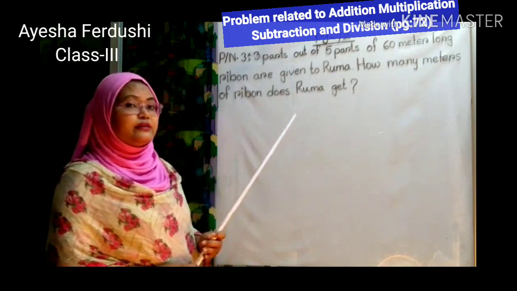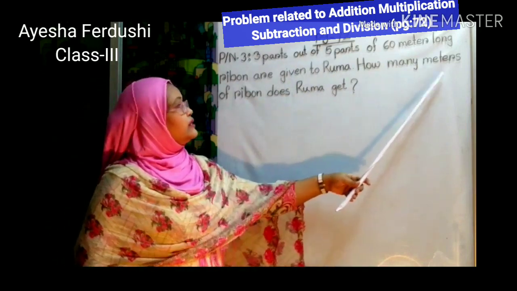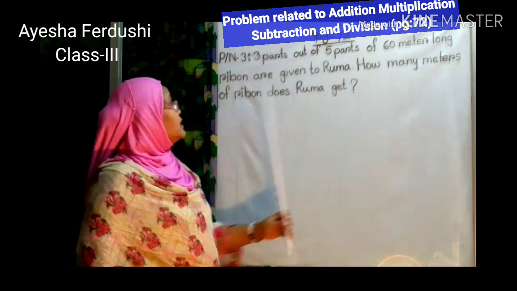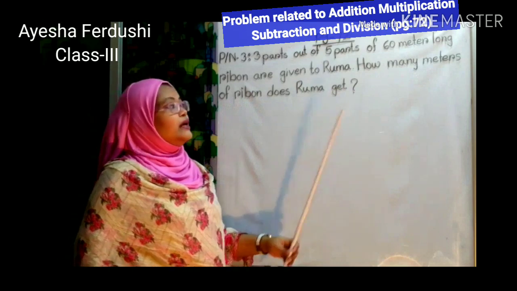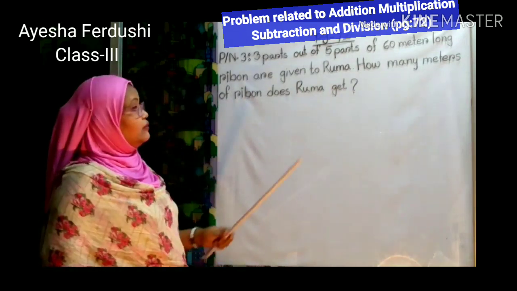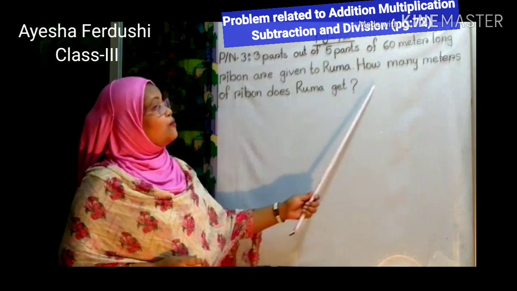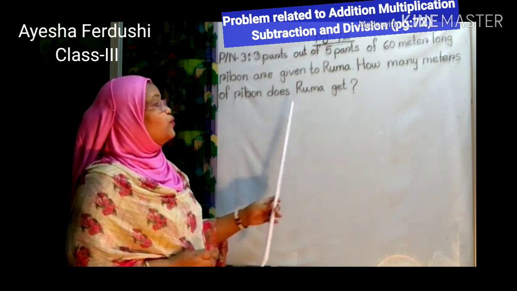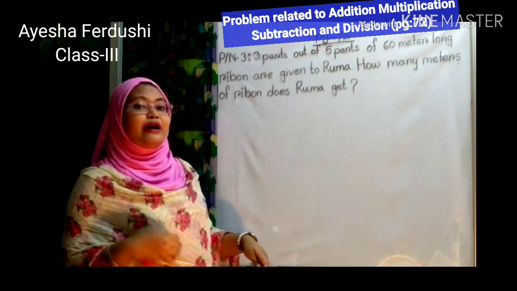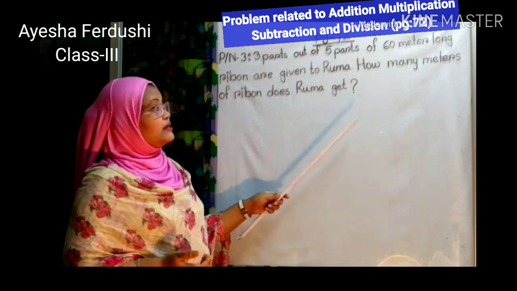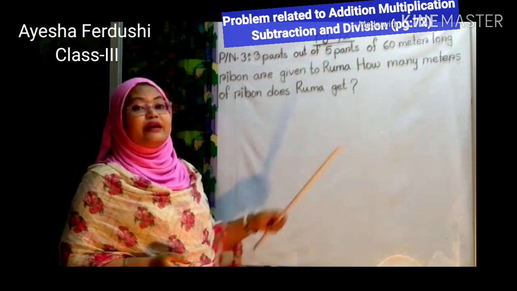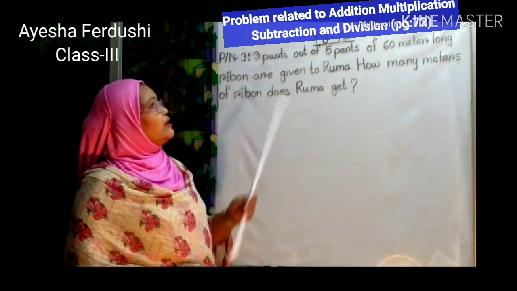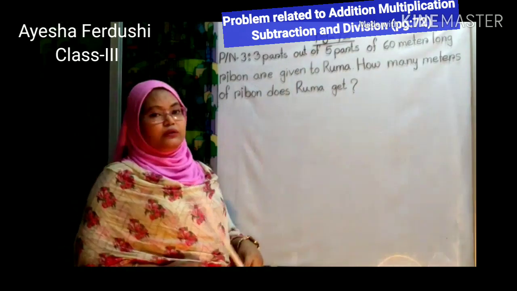Okay. And what is the asking part? Look here. How many meters of ribbon does Ruma get? The asking part has the keyword. Which is the keyword? How many meters. You will find out the meters Ruma gets. So which part will you write at the right side? Meter part you will write at the right side. And what will come on the left part? Part. Isn't it? Okay.